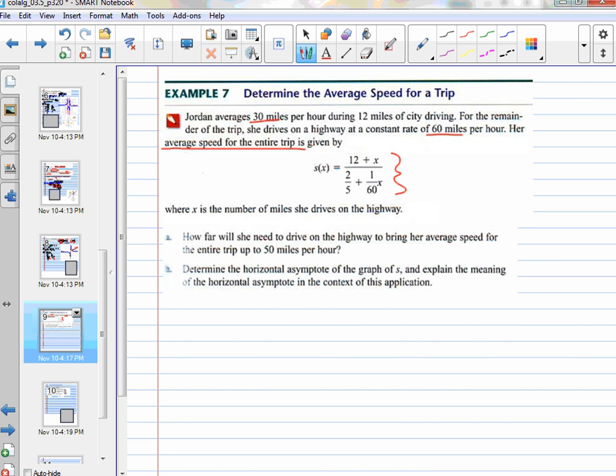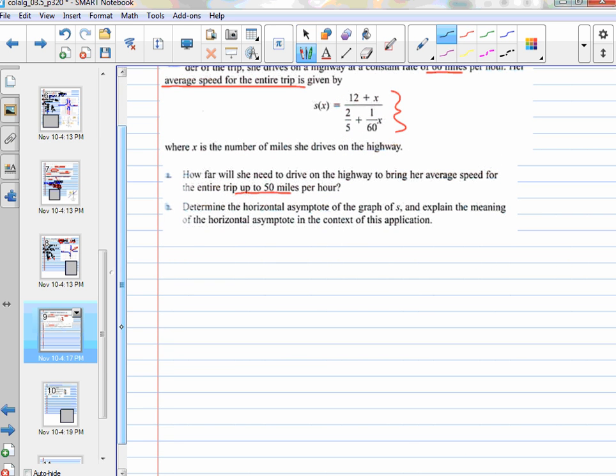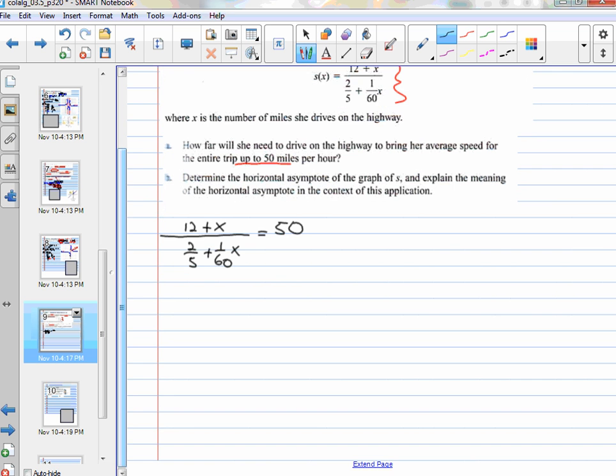X is the number of miles she drives on the highway. How far will she need to drive on the highway to bring her average speed for the entire trip up to 50 miles an hour? They are asking, where does this equation equal 50? This is the equation for average speed. So we are just working with rational functions, reminding us how we solve them.